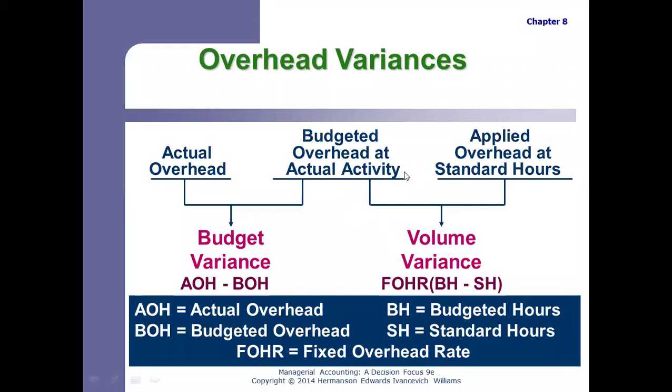So this volume variance measures how much more volume or less volume you had than you anticipated. Because remember, the more volume you have, the overhead is spread out among more units. The less actual volume you have, the fewer units there are to spread the overhead over. The budget variance is how much you actually spent versus how much you should have spent at that same volume.